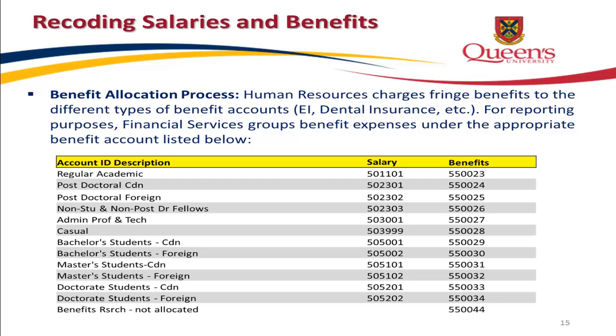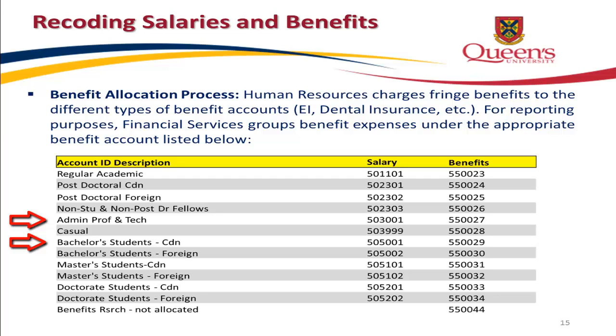Before doing so, it is important to mention the benefit allocation process. Each month, Human Resources charges fringe benefits to the individual benefit accounts. Examples include accounts 550011, Canada Pension Plan, and 550012, Employment Insurance. For some research projects, research accounting must report these types of expenses according to the corresponding individual. For example, Bachelor Students Canadian and administrative, professional, and technical salaries are two types of financial reporting categories used.